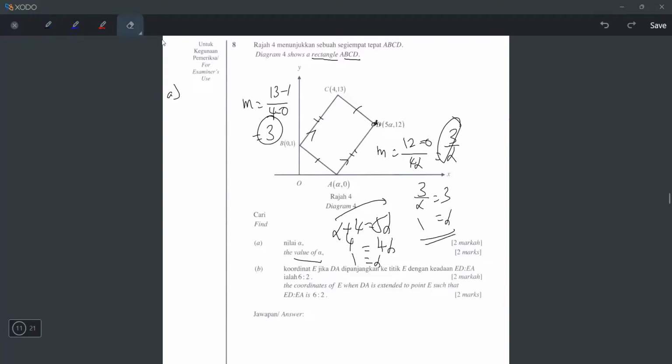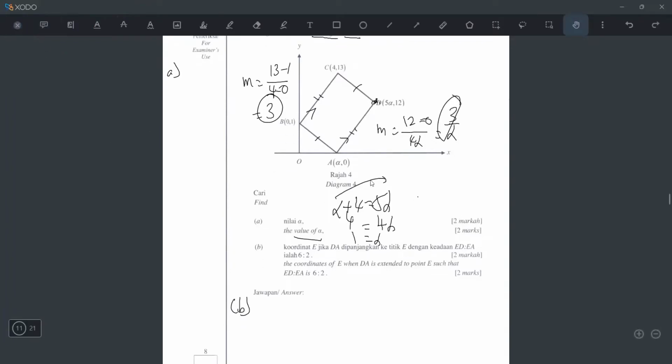So the answer is the same. Since the answer is the same, either way is okay. So it's up to you, whichever method you like. But it's 2 marks, so I use the faster way.